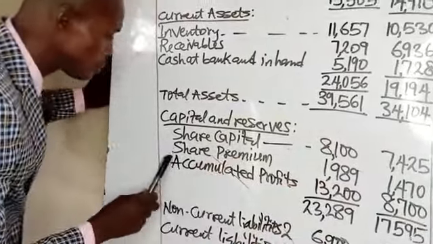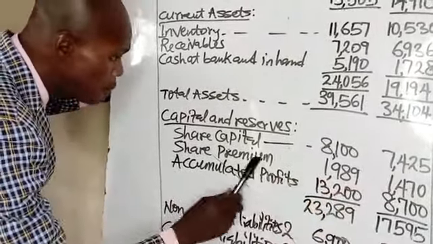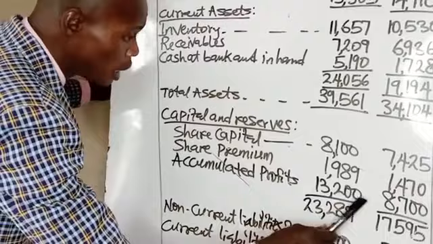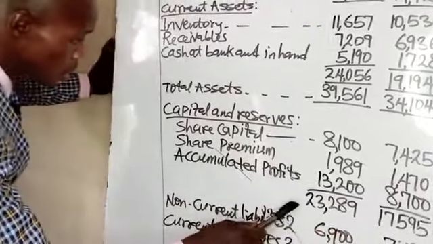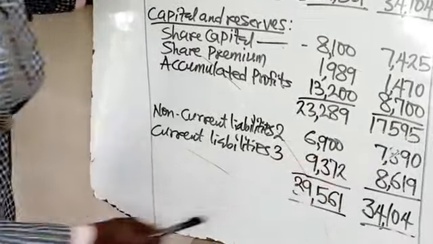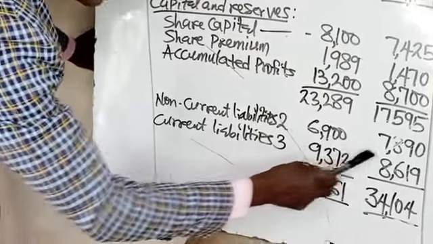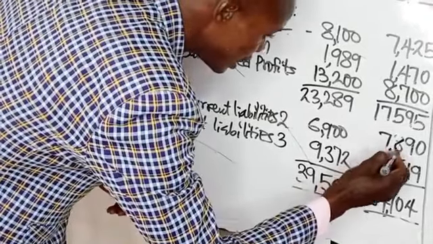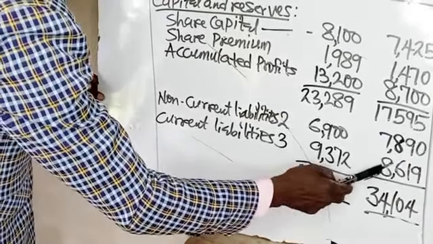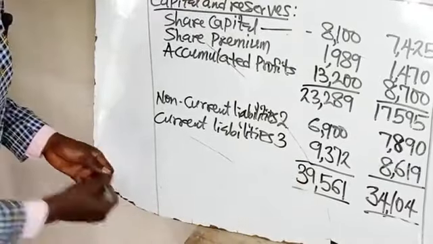Capital and reserves. Share capital, $8,100 and $7,425. Share premium, $1,989 and $1,470. Accumulated profits, $13,200 and $8,700. Then the total equity is $23,289 and $17,595. We have non-current liabilities, note 2, which is $6,900 and $7,890. Then current liabilities, $9,372 and $8,619. Total equity and liabilities, we have $39,561 and $34,104.